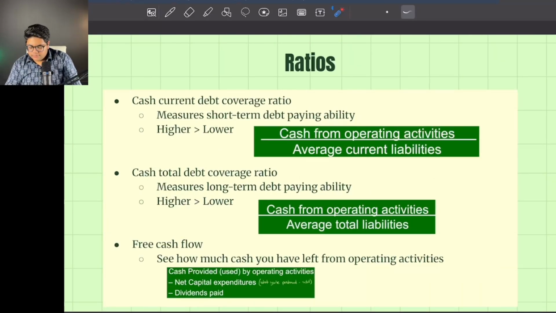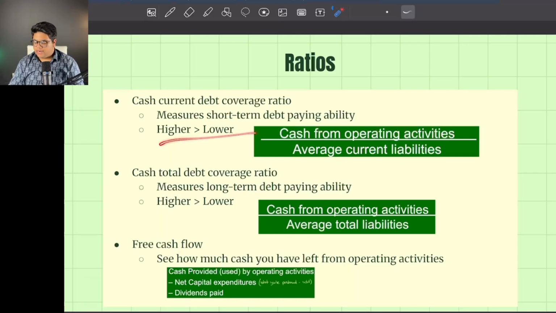So let's go over some of the ratios. Number one is the cash current debt coverage ratio. This measures your short-term debt paying ability. This is cash from operating activities, and you divide this by the average current liabilities, and it tells you what percentage of your current liabilities are able to be paid by the cash you generate from your operating activities.